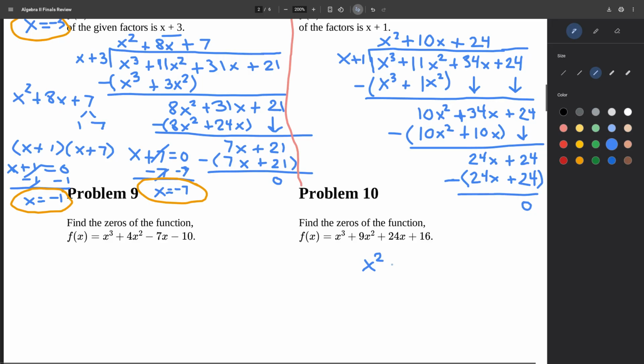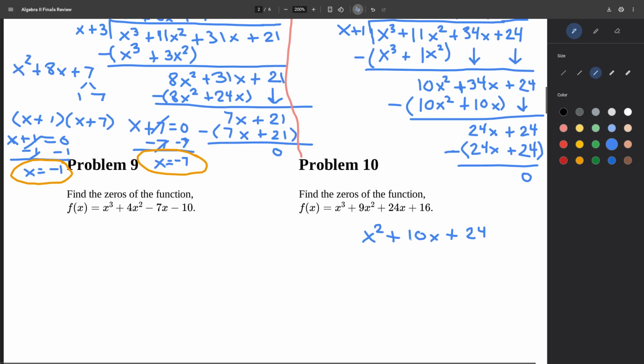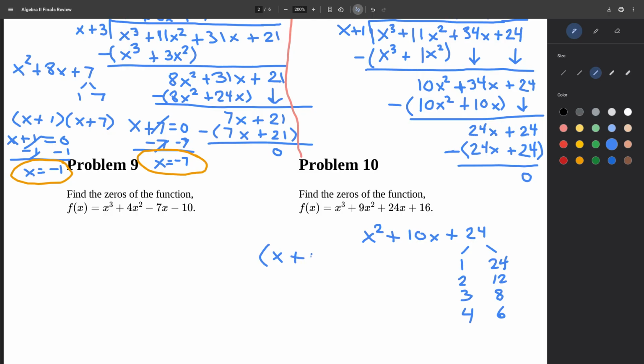Okay, so we've got x squared plus 10x plus 24. The factors of 24, we've got a positive and a positive here, so we could do 1 and 24, but those don't add to 10. 2 and 12, those still don't add to 10. 3 and 8, that adds to 11, getting a little bit closer. 4 and 6, though, those add to 10. So the factored form here is x plus 4 times x plus 6.